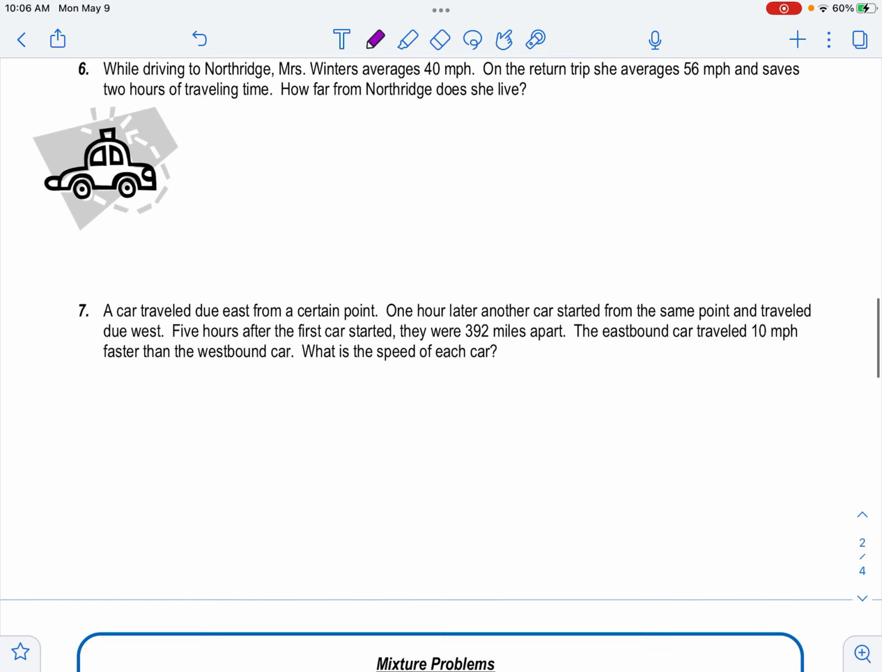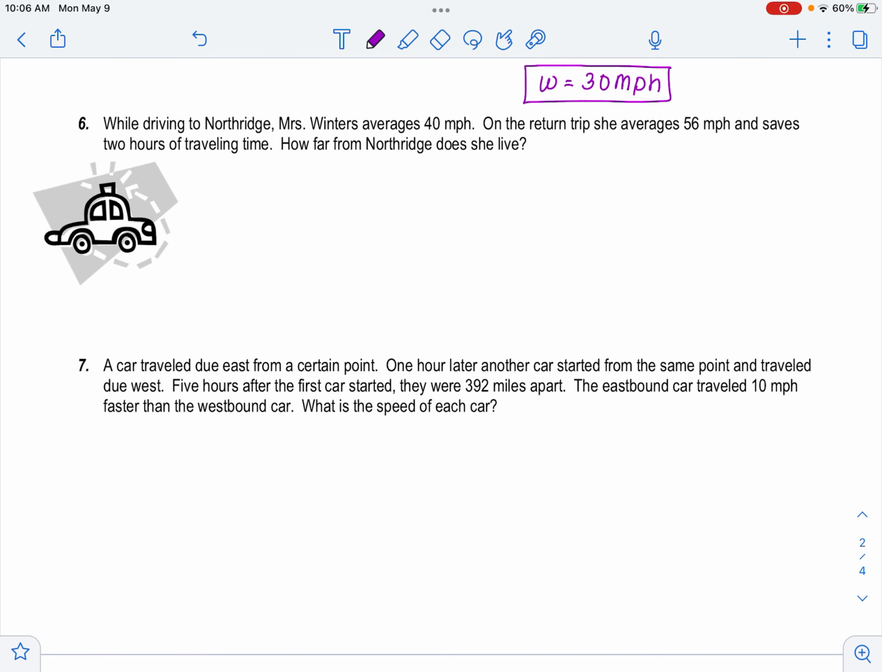All right, a couple more here. Let's move on to number 6. It says, while driving to Northridge, Mrs. Winters averages 40 miles per hour. On the return trip, she averages 56 miles per hour and saves 2 hours in traveling time. How far from Northridge does she live?